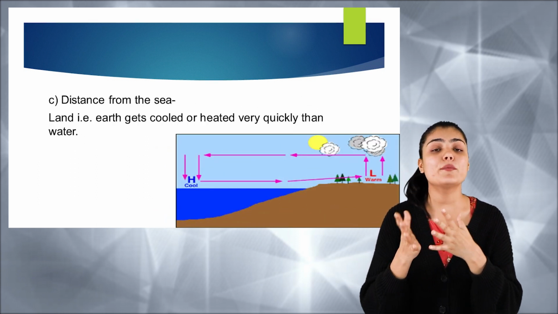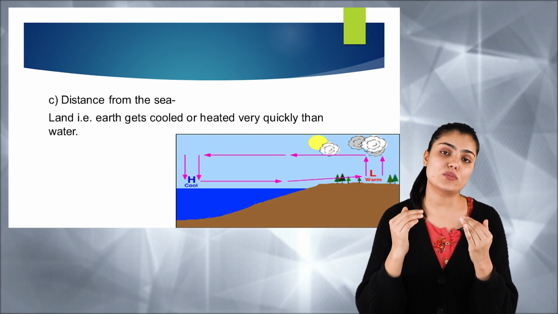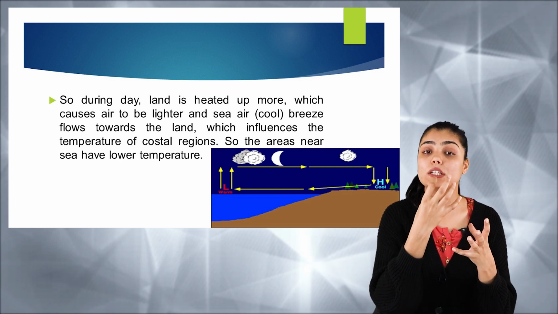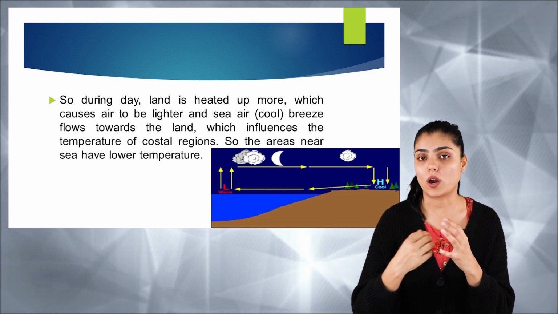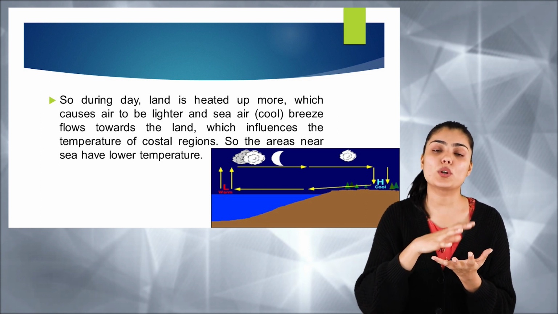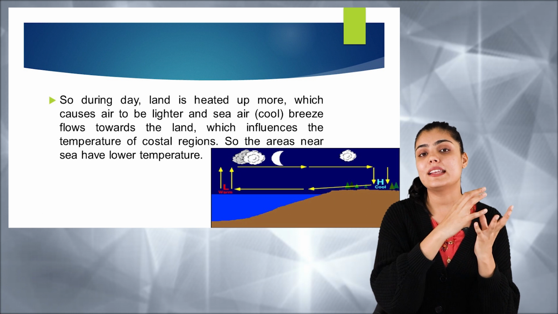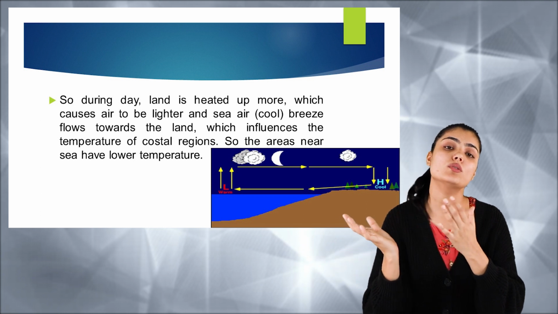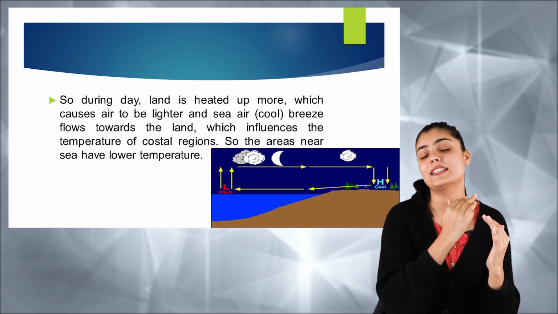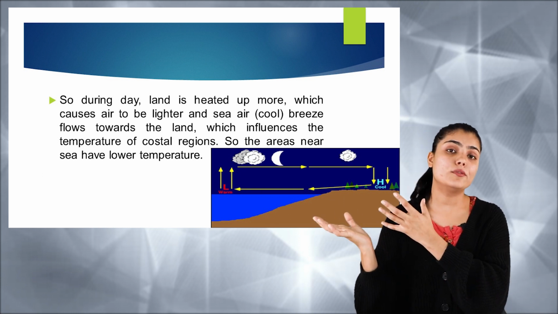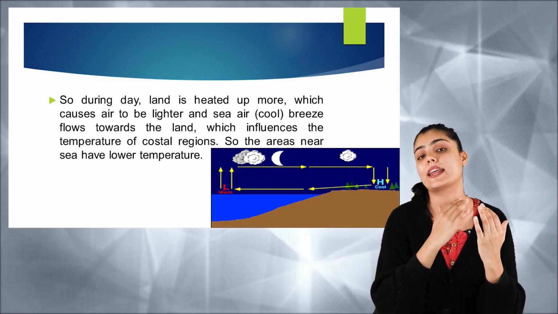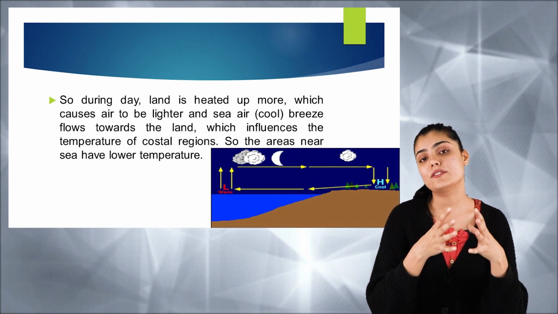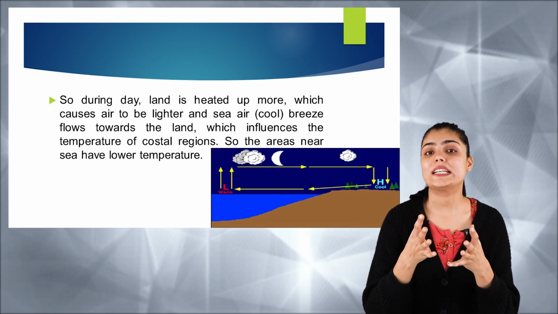The third factor that influences the temperature of the region is distance from the sea. Now, when we talk about land and the sea, we know that the land gets heated quickly and it cools down also very quickly than the water. So during the daytime, the land is more heated up than the water. The air on the land is much lighter, and the cool breeze from the seaside flows towards the land in order to maintain the temperature of the area. So this flow of cool breeze from the water to the land helps to maintain the temperature, especially in the coastal area. Therefore, the distance of the region from the sea also plays a major role in determining the temperature of the area.